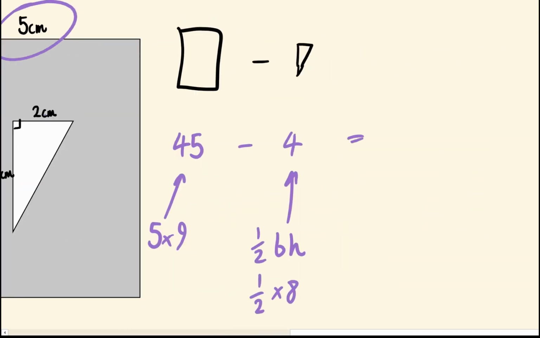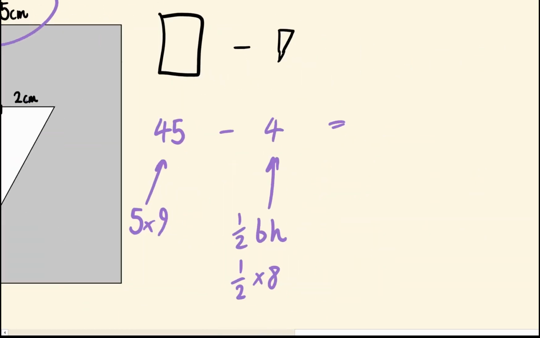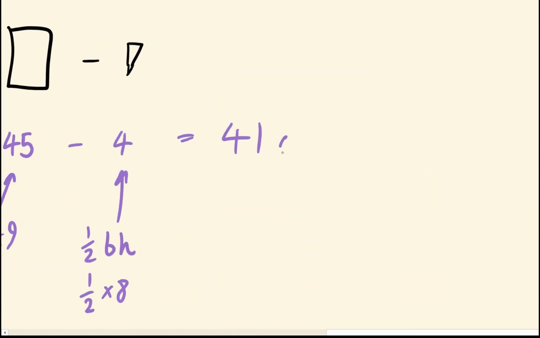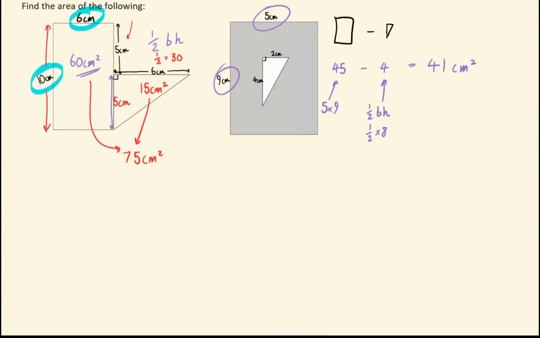We can now work out the shaded area. It's going to be 45, take away 4 is 41. And again, we check our units. Everything's in centimetres, so therefore it is 41 centimetres squared. Okay, hope that made sense to you.